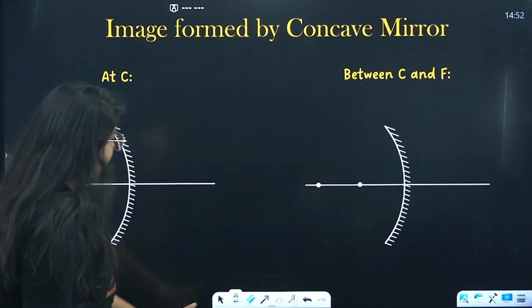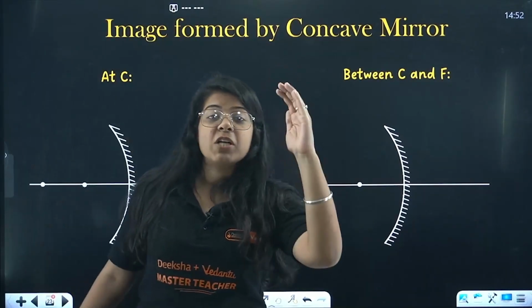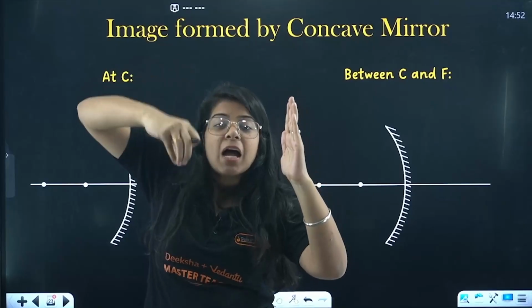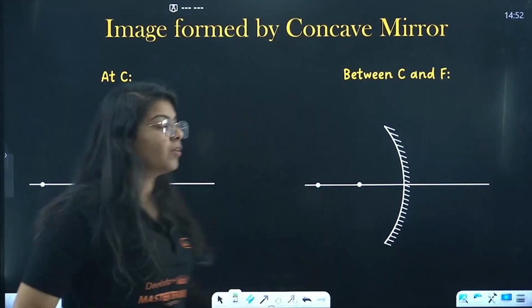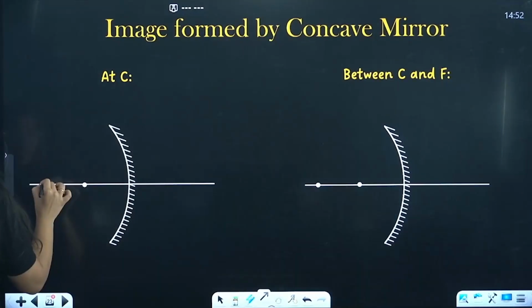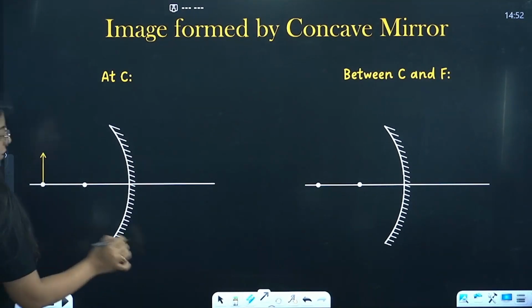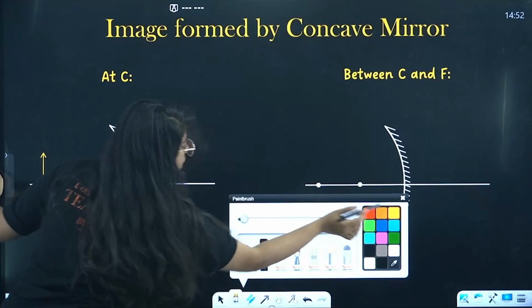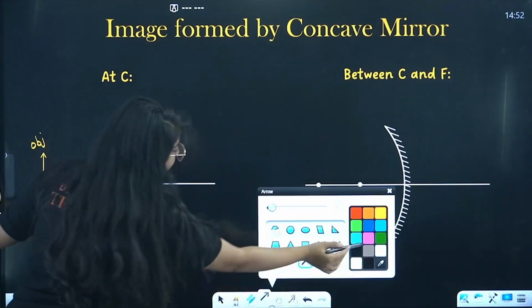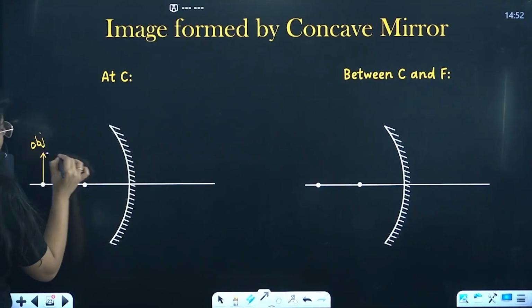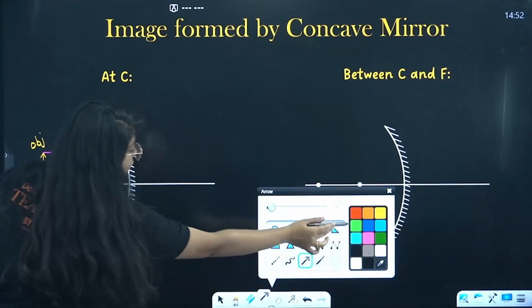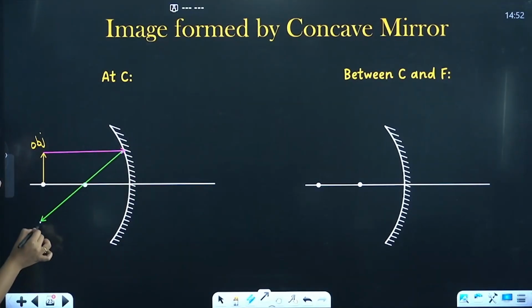third case. Now our object was at infinity, beyond C. Now we move it a little bit closer, to C. So we place it at the center of curvature. So this now is your object. Now from here again the same kind of rays will go, right? A ray will go parallel, and it will pass through the focus.